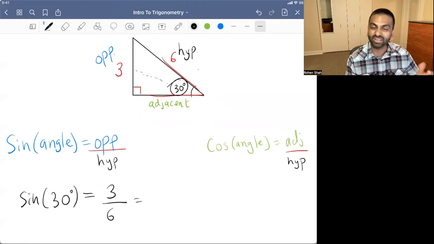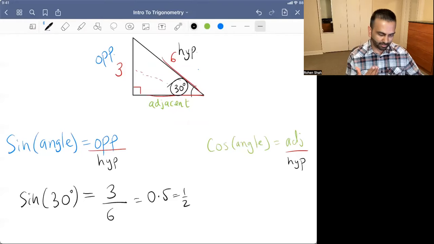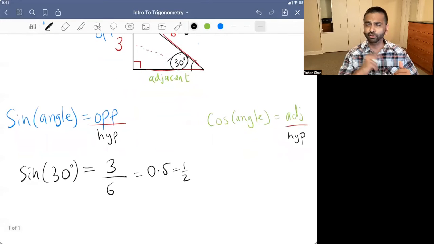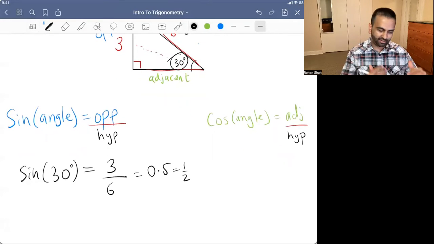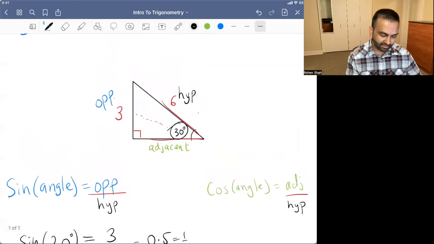And heck, if you wanted to, you could even simplify that and say, hey, 3 over 6 is a half, or 0.5, however you prefer. So now you could make a statement that sounds fancy: the sine of 30 degrees is a half. And that's fine. What that means is, of course, that for a 30-degree angle, the opposite side is half as big as the hypotenuse.